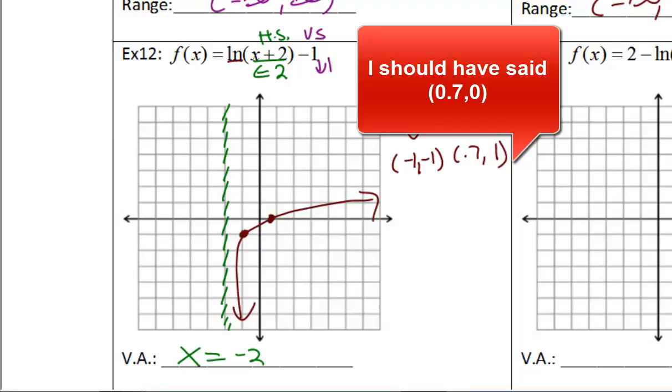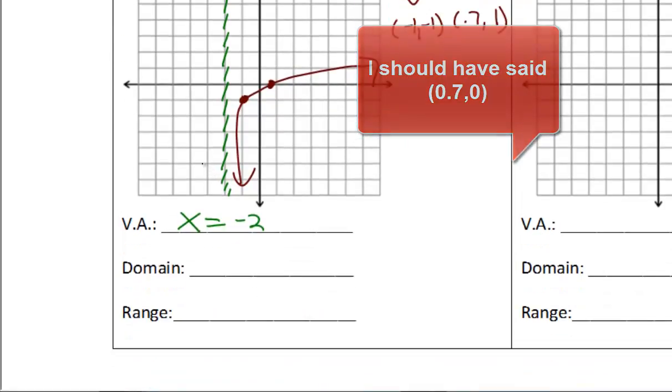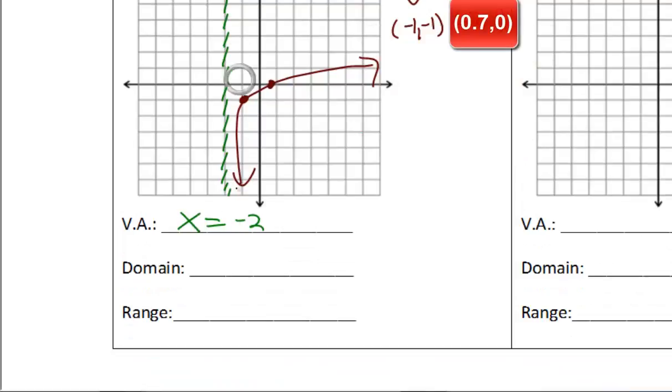There we go. What's the domain and what is the range? Domain, furthest left I want to go is this vertical asymptote of negative 2. So it's negative 2 to positive infinity. My range, bottom's an arrow, top's an arrow. So negative infinity to positive infinity.